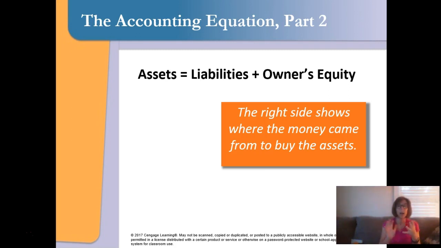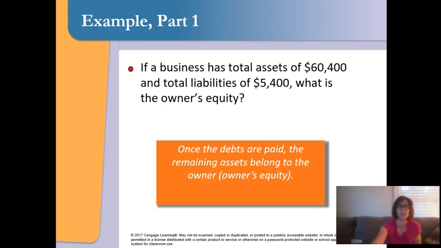If they don't, we are out of balance and we need to stop and go back and figure out what's going on. So this equation must always be true. Here's an example. If our business has total assets of $60,400 and total liabilities of $5,400, what is our owner's equity?